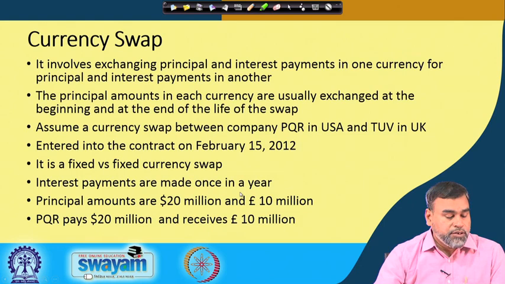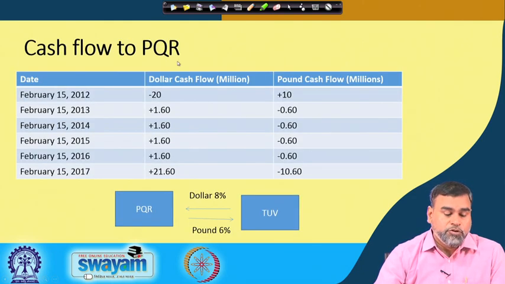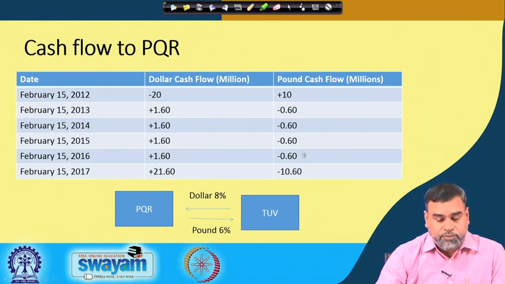Interest payments are made yearly, and the principal amounts are $20 million and 10 million pounds. PQR pays $20 million and receives 10 million pounds. Then how does the cash flow to PQR look? In the beginning they have paid $20 million, that means minus 20, and positive for what they received. Then, on the basis of the interest rates of 6% and 8% that we have considered, this is the dollar cash flow, and this is the pound cash flow which can happen to the company PQR.